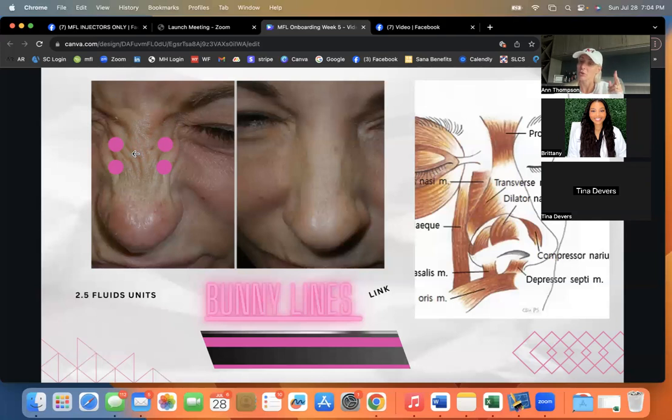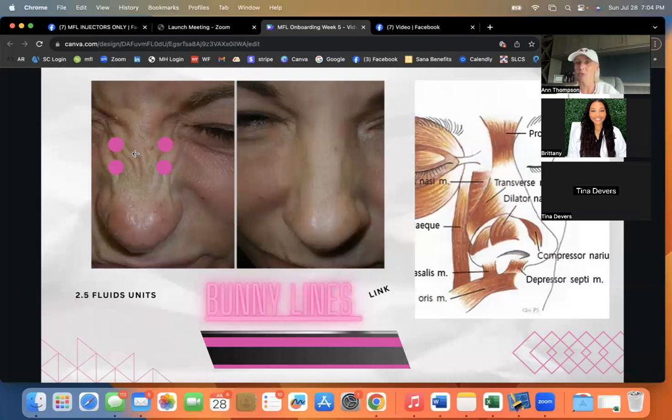You can do either 2 injections on each side or just 1 injection on each side, depending on how far down that nasalis muscle is firing and causing those ridges in the nose. Now, remember that the bunny lines are treated like a small muscle group, so it is 2.5 fluid units into each injection point. So quick recap, you're going to have Botox and Jeuveau.